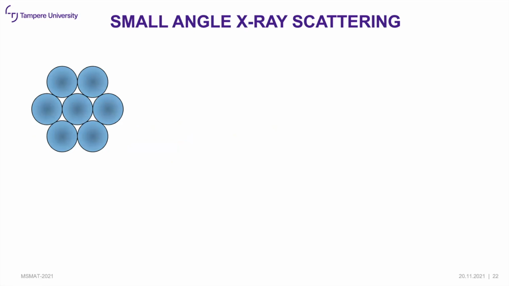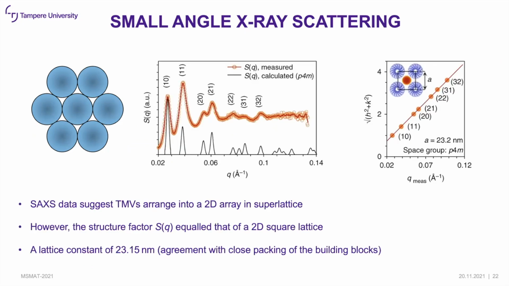However, there is a more surprising or unexpected result. If you take any rod-like particle and assemble them, a commonly observed packing is hexagonal close packing. However, the small angle X-ray scattering says that we don't have hexagonal close packing, but instead there is a 2D array superlattice. And this 2D array is a 2D square lattice. Now it is very difficult to suggest why this pattern is observed.